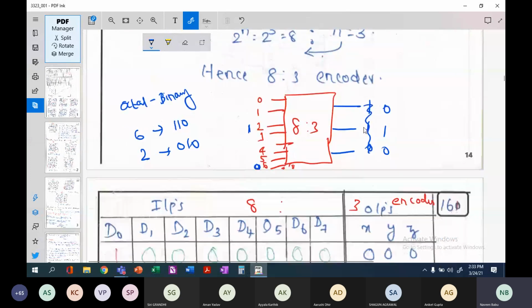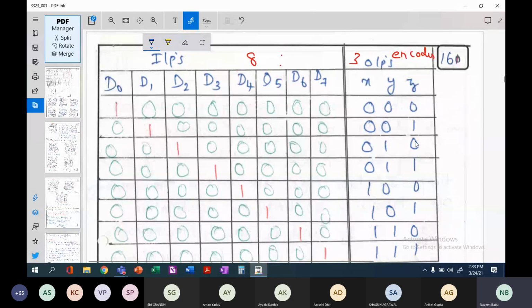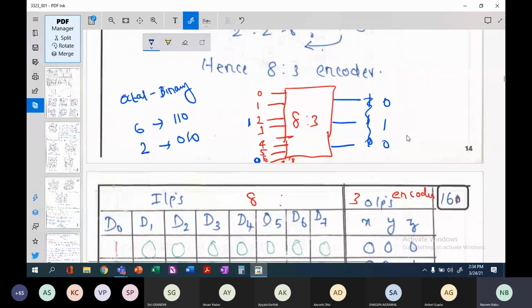So what will be the truth table now? Your truth table now, what are the inputs? D0 to D7, right? So why D? Because normally these encoders are used for data transfers.